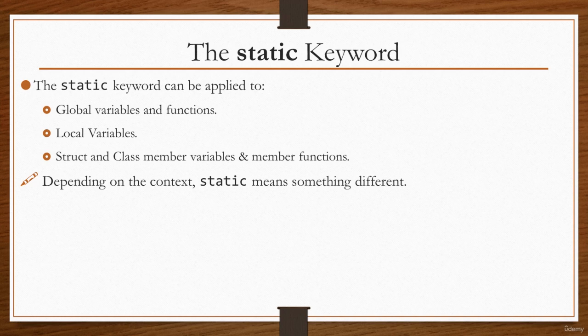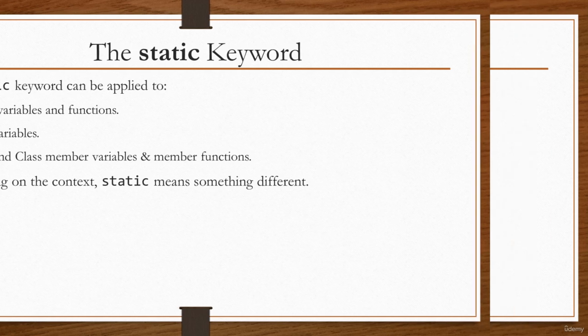about the this pointer. To get started, the static keyword can be applied to global variables and functions, local variables as we talked about before, and I'll do a quick recap of that later on, but then it can also be applied to struct and class, member variables and functions. Now depending on the context, static means something different. So I'm gonna try and explain it to you step by step, and then through the examples and also some of these summaries, hopefully it'll help you avoid some of the confusion around the static keyword.